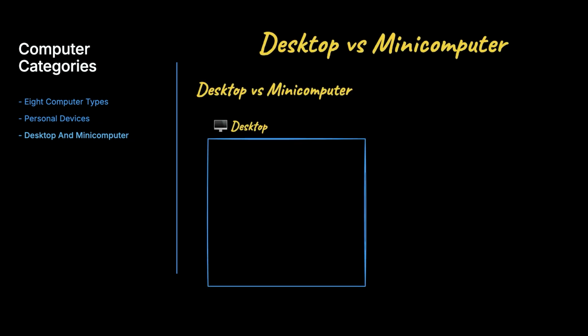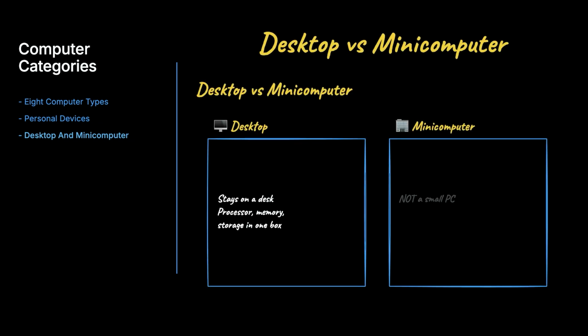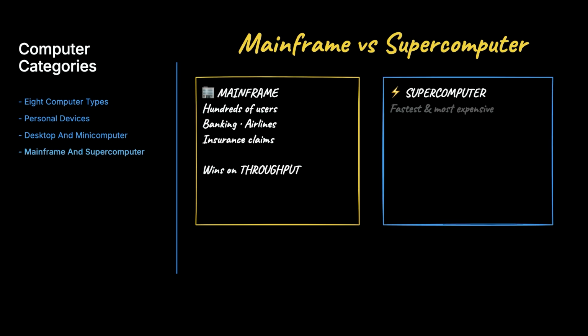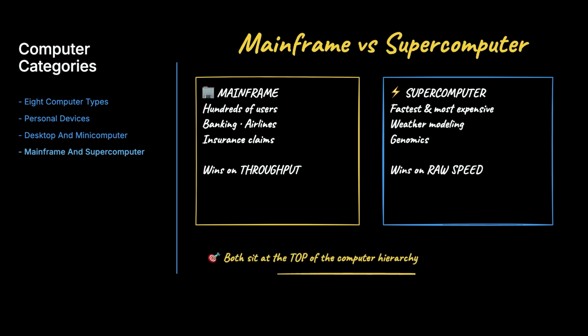Next come the bigger machines. A desktop sits on a desk, too heavy to carry, holding its processor, memory and storage in one box. Then we reach the mini computer, and here is a crucial point. A mini computer is not a small personal machine. It is actually a type of server, built for several people in a small business. At the top sit 2 giants. A mainframe meets the needs of hundreds of people in a large enterprise, powering banking, airline reservations, and insurance claims with legendary reliability. A supercomputer is the fastest and most expensive of all, used for weather modeling and genomics. Remember, mainframes win on throughput, while supercomputers win on raw calculating power.